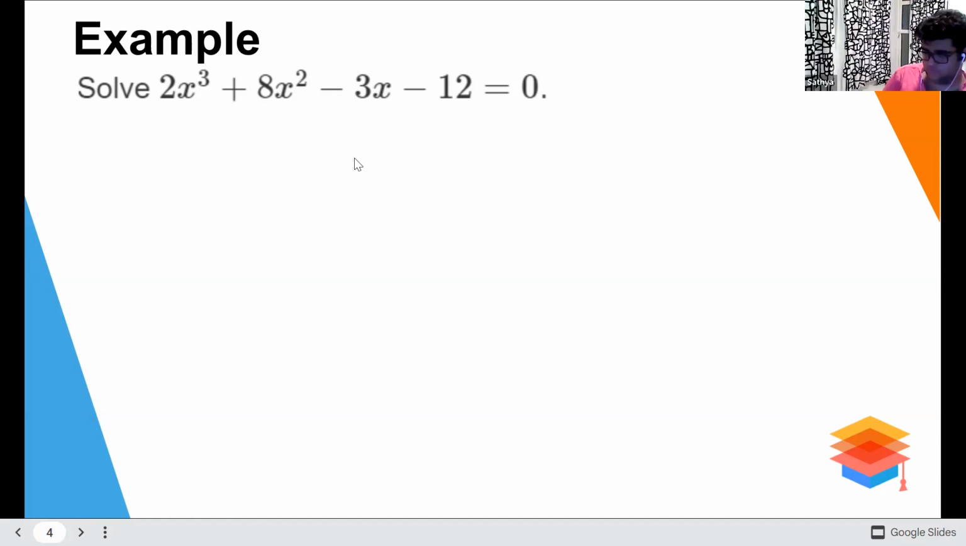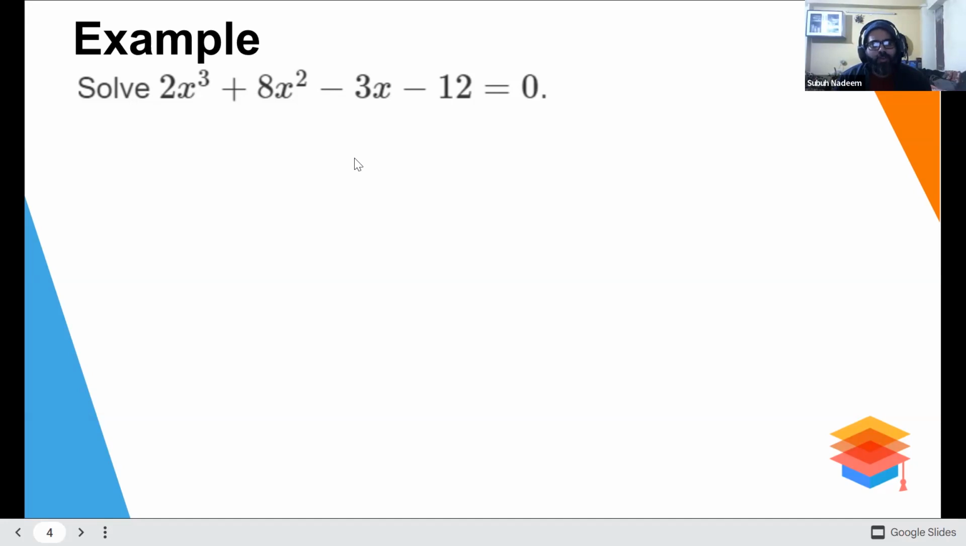1 and 12, 2 and 6, 3 and 4. Let us start with the increasing order: 1, 2, 3, 4, 6, 12. These are the factors of 12. And divide them by 2. And then put a plus-minus sign on all of them.